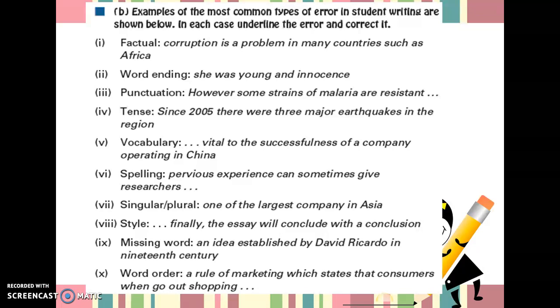Next, we have word ending. She was young and innocent. Word ending. Young and innocent. Next, punctuation. However, some strains of malaria are resistant, so it is necessary sometimes to read aloud to be able to identify the pauses. Something is missing there. Tense. Since 2005, there were 3 major earthquakes in the region. Tense. Vocabulary. Vital to the successfulness of a company operating in China. Vocabulary. Is that right? Which is wrong. Spelling. Peer views experience can sometimes give researchers... well, reading aloud will help a lot.